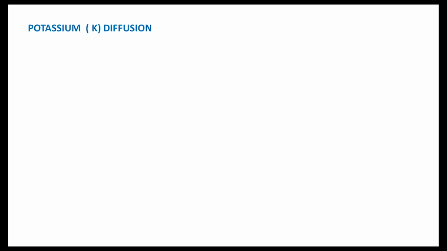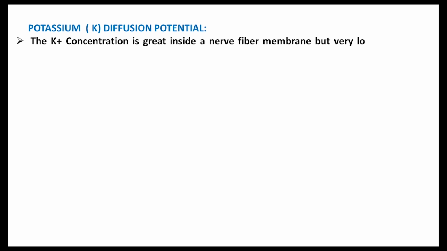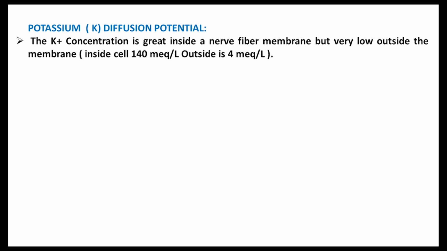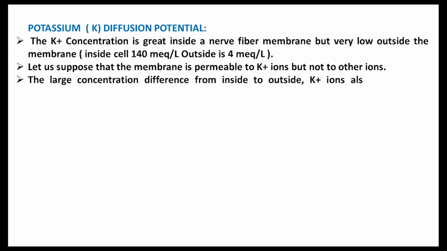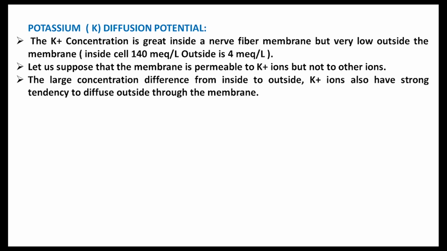Potassium diffusion potential. The potassium concentration is great inside a nerve fiber membrane, but very low outside the membrane. Inside the cell, it is 140 milliequivalents per liter. Outside, it is 4 milliequivalents per liter. Let us suppose that the membrane is permeable to potassium ions, but not to other ions. Because of the large concentration difference from inside to outside, potassium ions have a strong tendency to diffuse outside through the membrane.